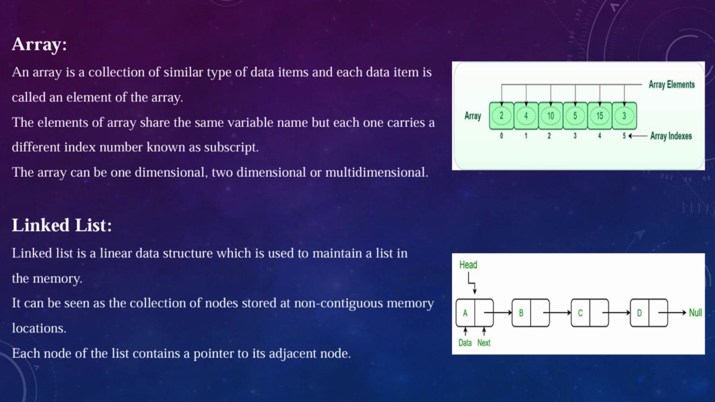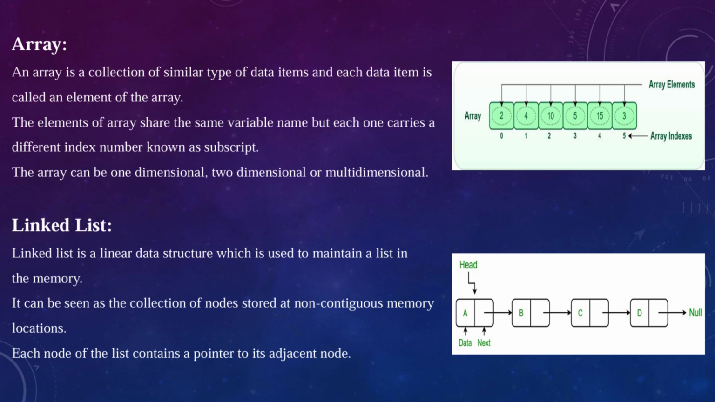In static data structure, we have arrays. An array is a collection of similar data types, and each data item is called an element of the array. The elements of an array share the same variable name, but each one carries a different index number known as subscript. The array can be one-dimensional or multi-dimensional. The size of the array is fixed.